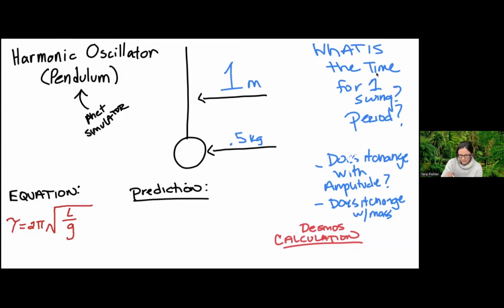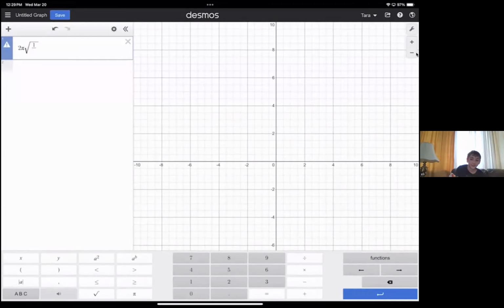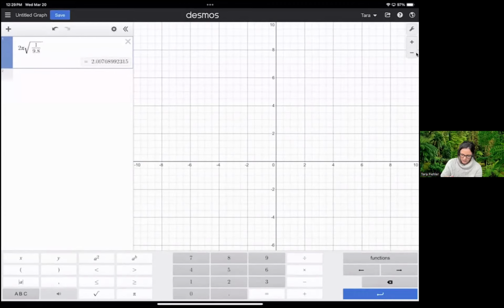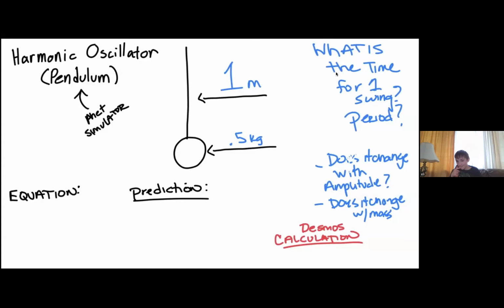Okay, fantastic. So let's make our prediction of one period of the swing. We have 2 pi square root of 1 over G, and what's G, guys? 9.8 meters per second squared. We'll even do one better, 9.81. So how many seconds should this oscillate, there and back? 2. Very good. So our prediction should be 2 seconds.